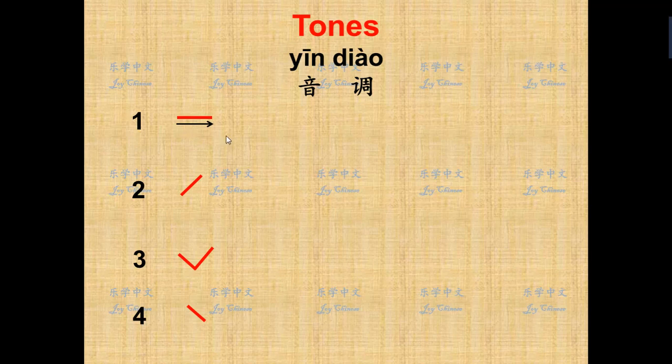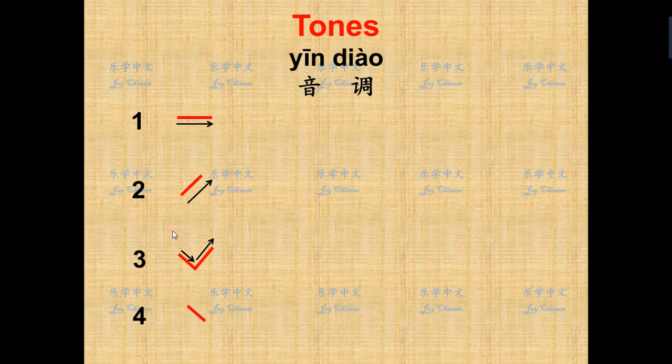For the second tone, the voice starts low and increases. Using the vowel a as an example, we say á. For the third tone, it has a change. From the beginning, the voice is a little bit high, then it goes down, and again goes up, like you climb down from a mountain and climb up again. Using a as an example, we say ǎ.